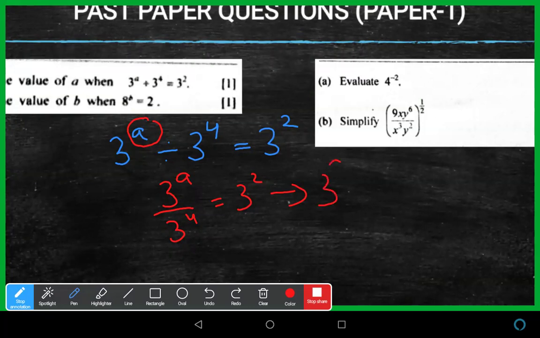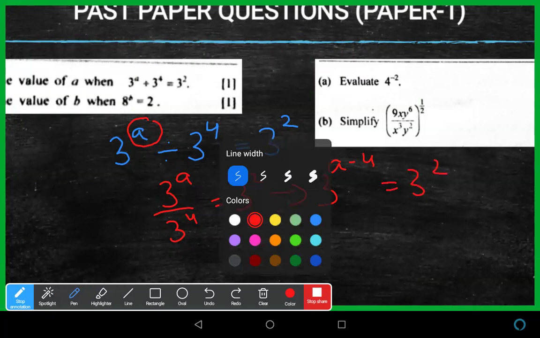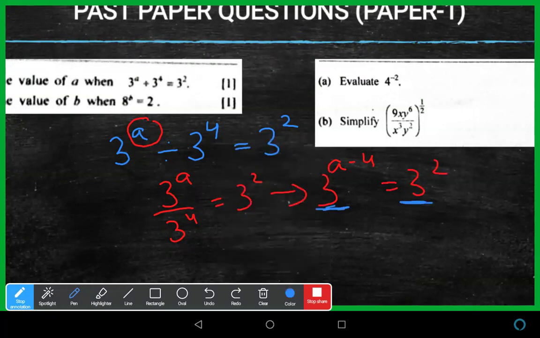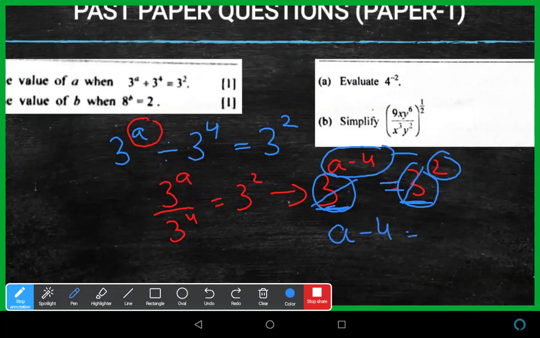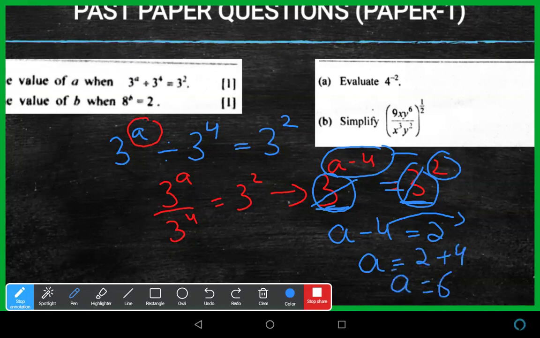So 3 to the power a minus 4, and 3 to the power 2. Both the bases are the same. When there is an equal sign and both the bases are the same, the powers become equal. So the base cancels out. It will become a minus 4 is equal to 2. Minus 4 will go to the right side and become positive. So the answer of a will be 6. So the value of a is 6. Okay, got it. I hope everything is clear.